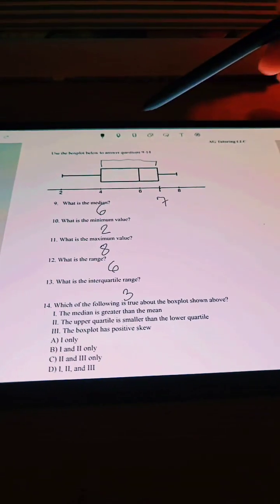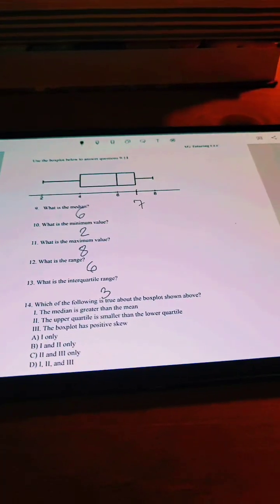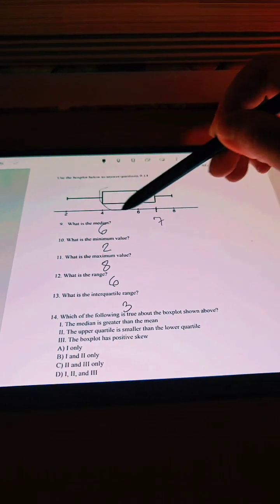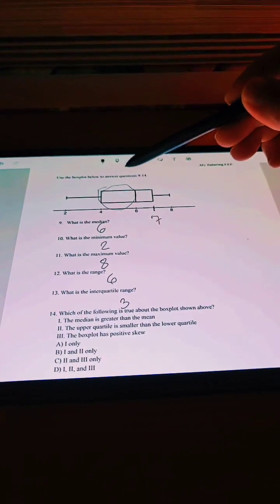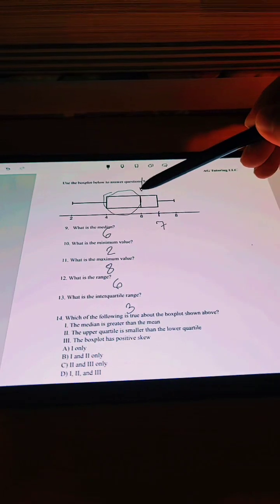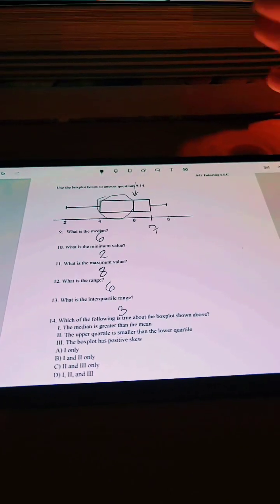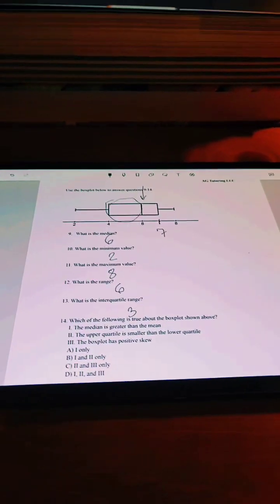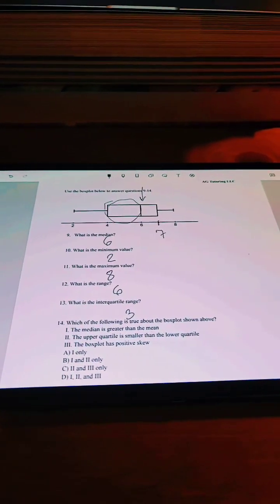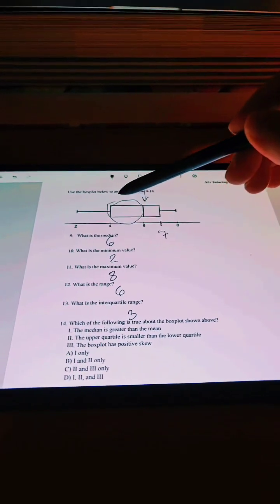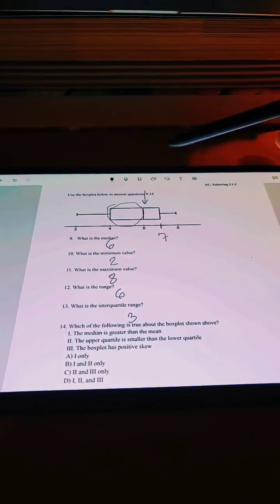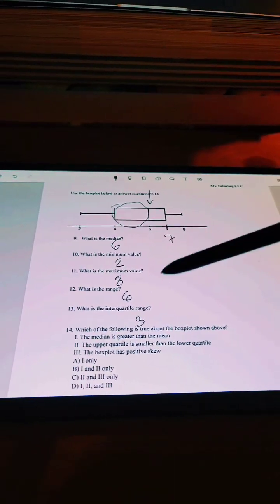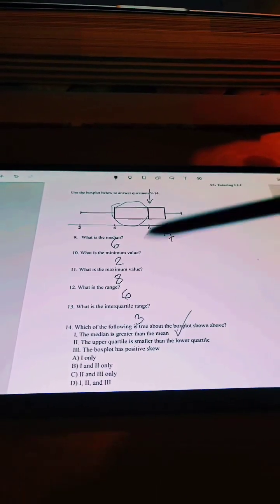So what I like to tell students is associate the bigger portion of the box with the mean. So like this is the bigger portion of the box, so associate that with the mean. And then we know that this line is the median. So the median is further up on the positive end of the number line, like towards the bigger numbers, than the mean is. So the median is in fact greater than the mean in this case. So that's correct. Now let's go to number 2.